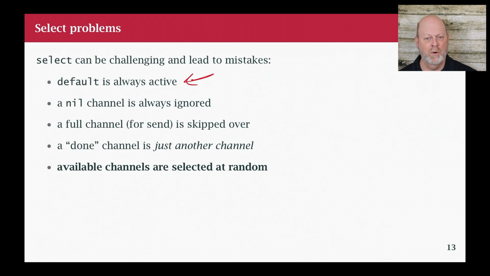If you put that in a for loop, then you're likely going to spin and eat up a lot of CPU. We ignore the channels that are nil. So if there's a channel variable and we put nil in it, then that channel is no longer considered as part of the select. We skip over any full channel. We can't send on a full channel, so we'll skip it. The same way we skip a channel that we're trying to read from, but it's not ready to read because there's nothing in it. So those will block or they'll pick an alternative.